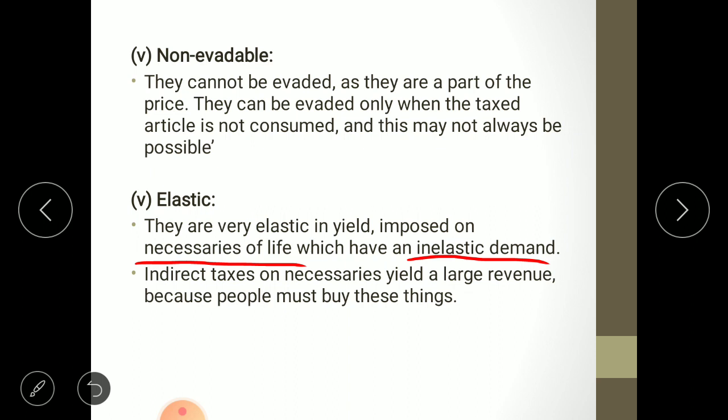In case of luxury goods, people may not purchase if they can't afford it, but in case of necessaries, it is compulsory for them to purchase, and by that way it becomes compulsory for them to make the payment of indirect taxes. So the revenue from indirect taxes on necessaries of life will be a large amount.